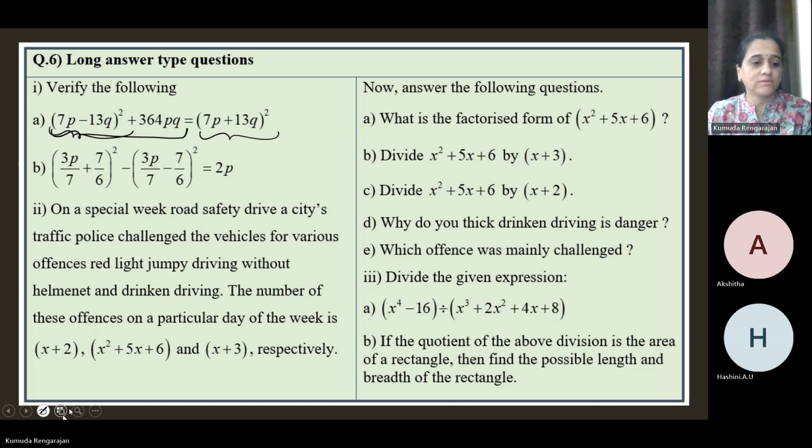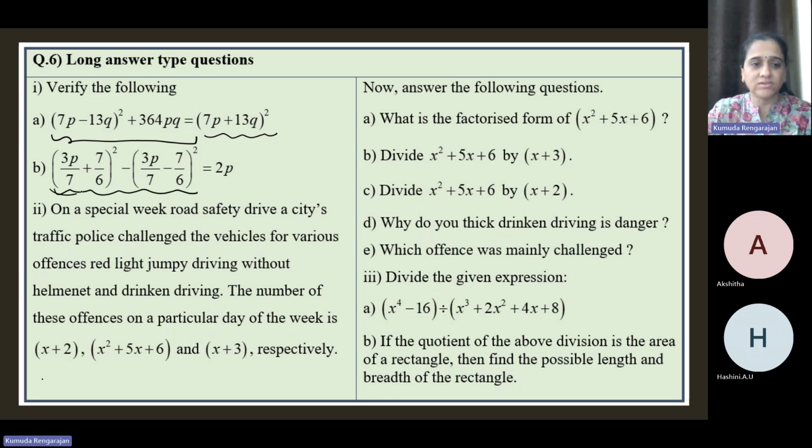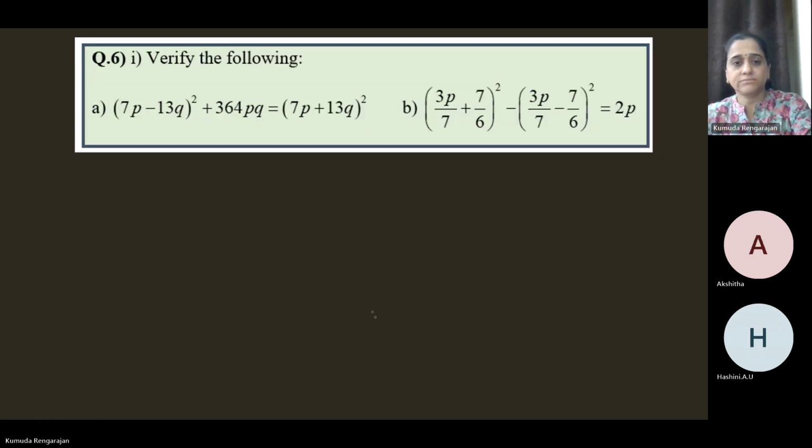So here I want you to work the LHS and get this RHS as the result. Try. Same thing in the second one. I want you to take up the LHS, work the LHS, and get this as the result. Expand using a minus b the whole squared.